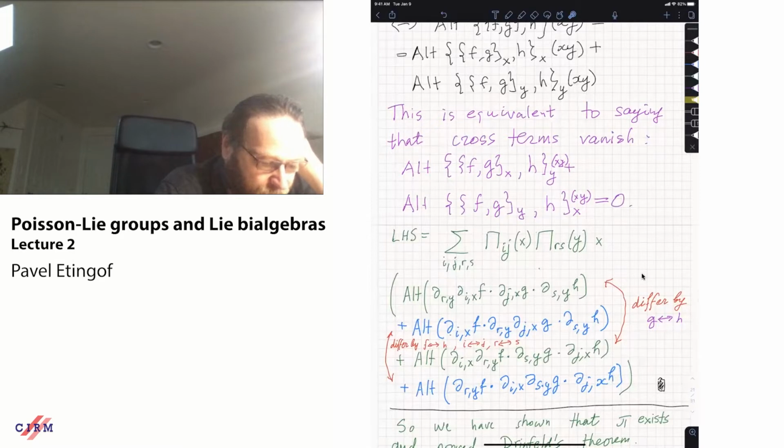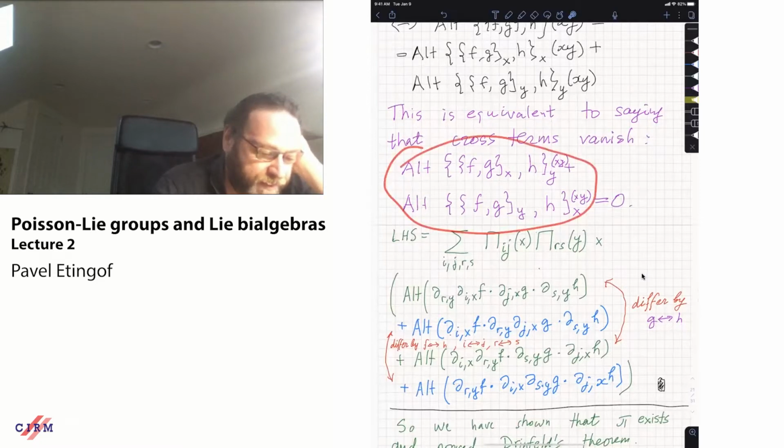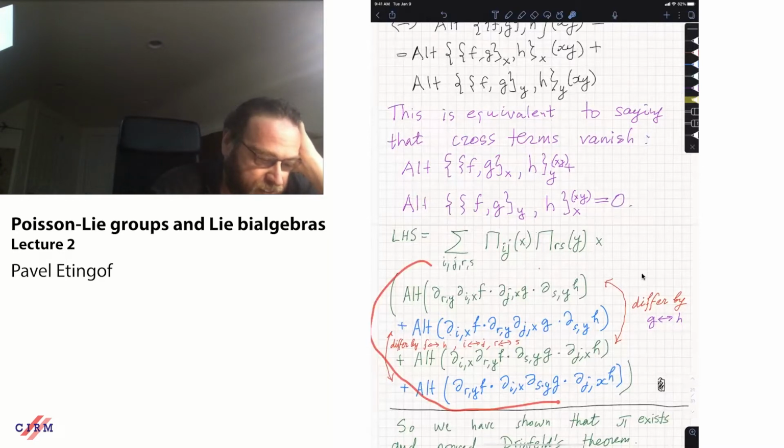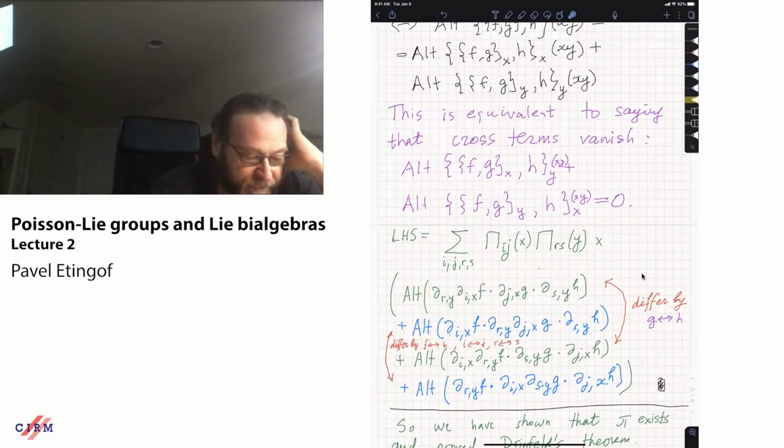So pi has components pi ij of x with respect to some coordinate system. And then the left-hand side of this expression is the following. We have the sum over all indices pi ij of x pi rs of y times this thing here, which has various combinations of derivatives. And everything is alternated with respect to f, g, and h. So we have the sum over cyclic permutations.